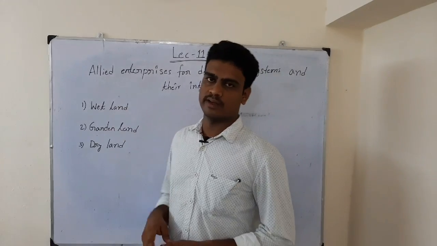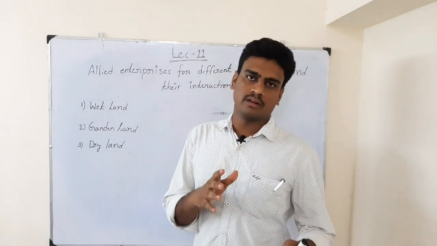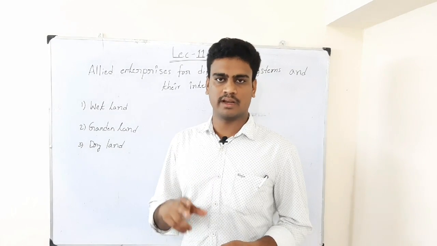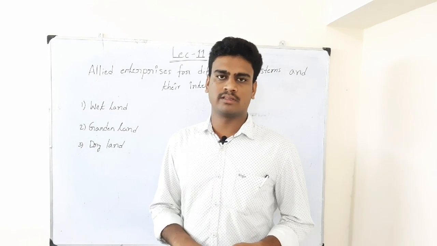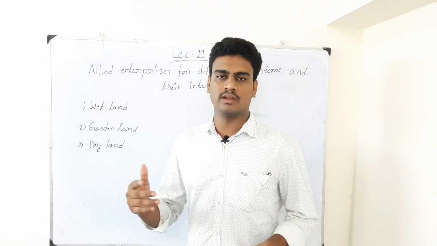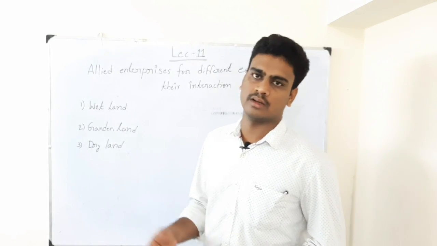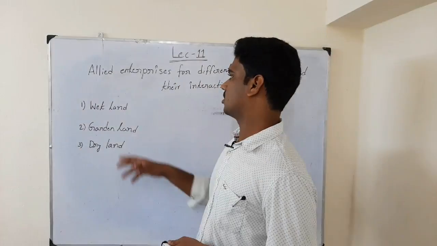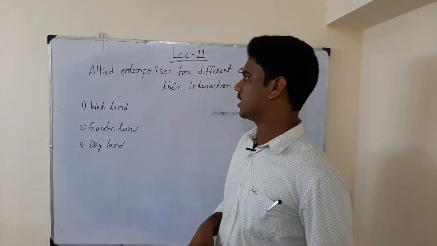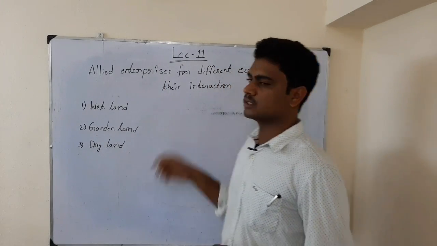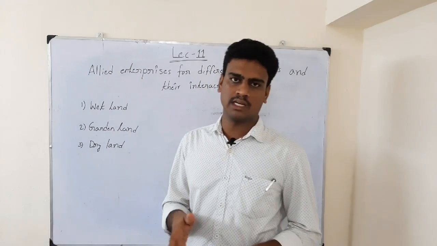For example, the crop that we are growing, and also the other components like poultry, livestock, fishery, forestry, piggery, even goat and sheep rearing. Likewise, we have so many types of components. Each component we can call an enterprise. So, allied enterprises for different ecosystems. Ecosystem means the place where they live.